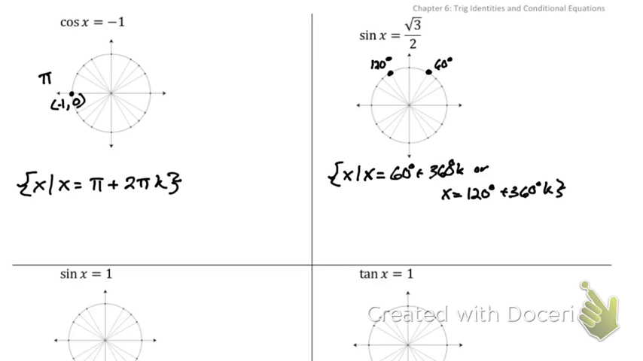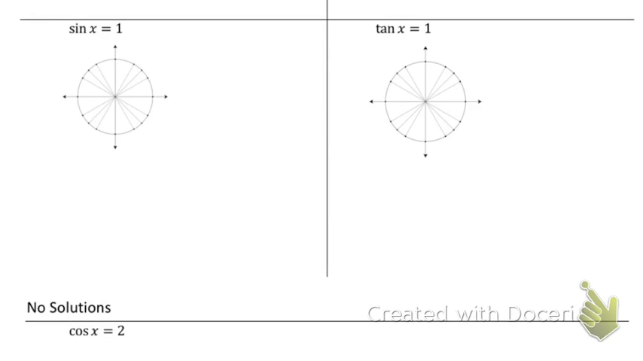All right, three more. One's pretty easy. The other one's a little different. Tangent's going to be a little different. All right, where is sine of x equal to a positive 1? 90 degrees only. Pi over 2. Yeah, let's use pi over 2. So we're just going to say x such that x equals pi over 2 plus 2 pi k.